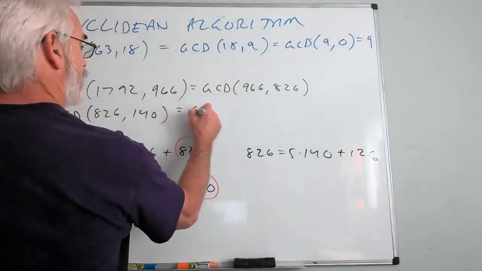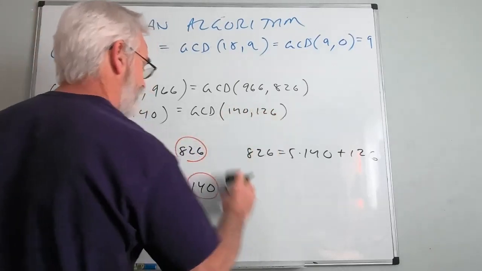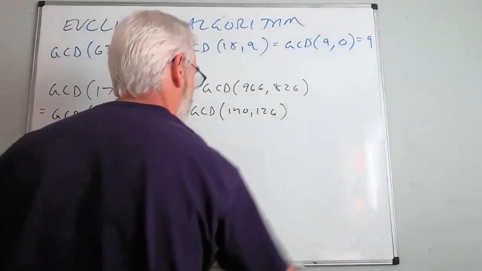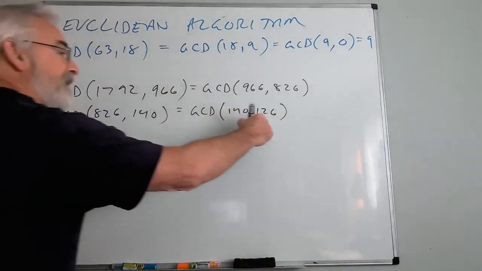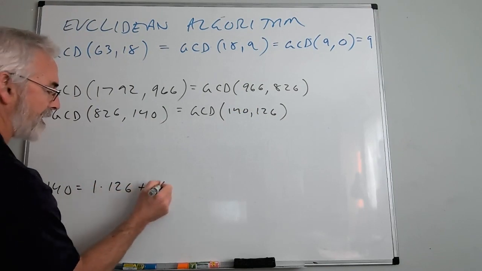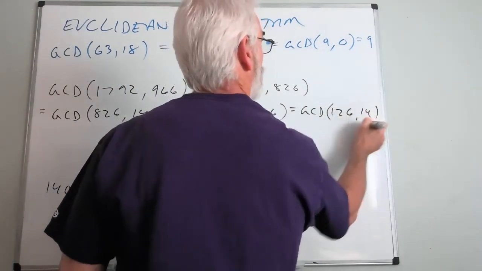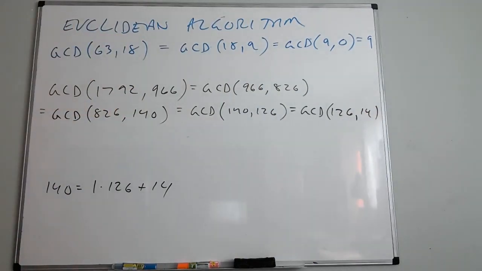So this now becomes the GCD of what? 140 and 126, okay? This is getting kind of fun. Now, 126 only goes into 140 one time. And clearly I'm going to have a remainder of 14. So this will be the GCD of 126 and 14. I did that correctly. Hold on. Is that right? Did I do that correctly? Let's see. 140, 126. I think I did that correctly.